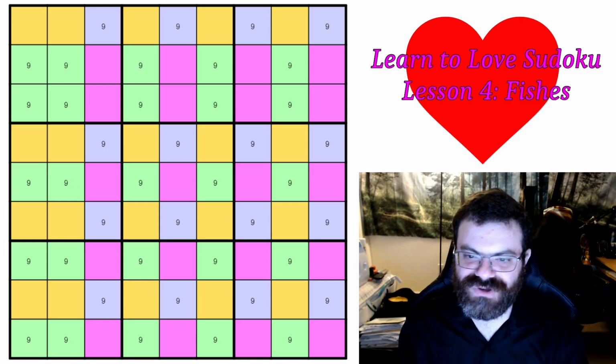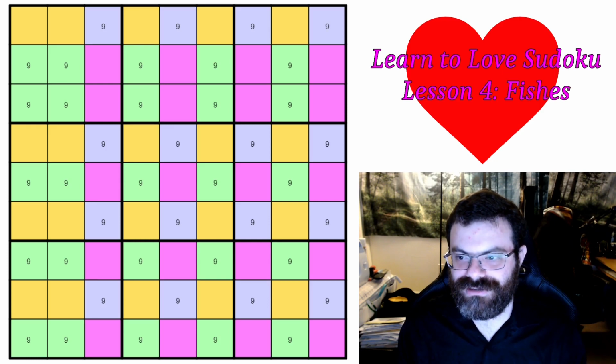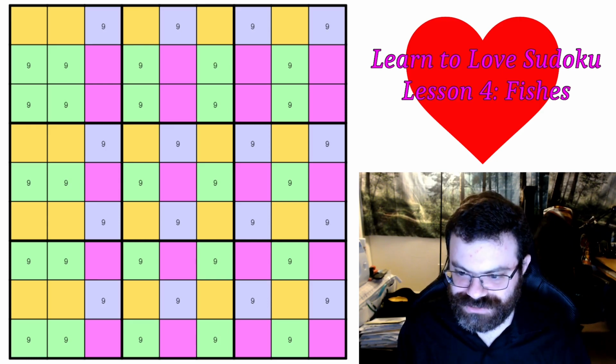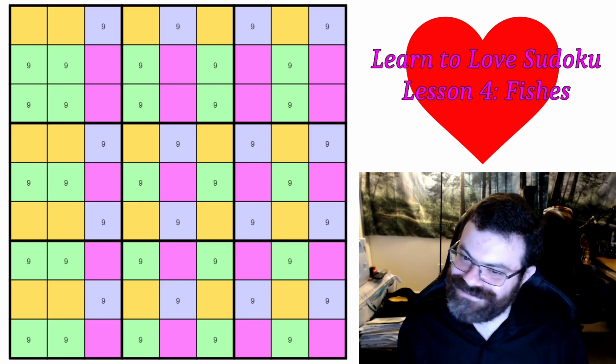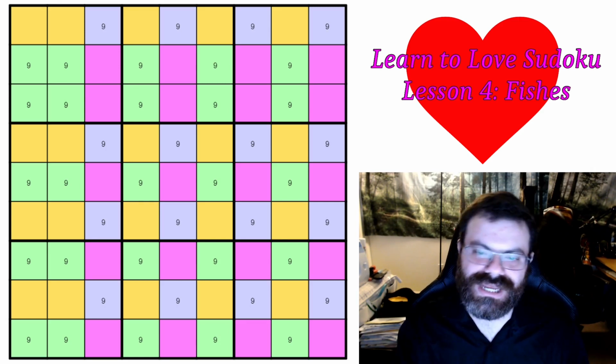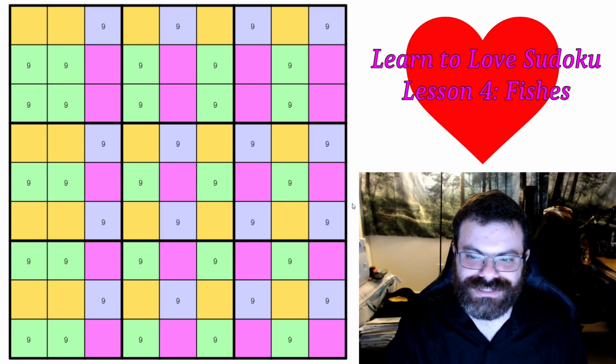Instead of a 6 fish, you have found a swordfish. Instead of a 7 fish, you have found an X-wing. And instead of an 8 fish, you have found a hidden single. So that is why there is no name for those.